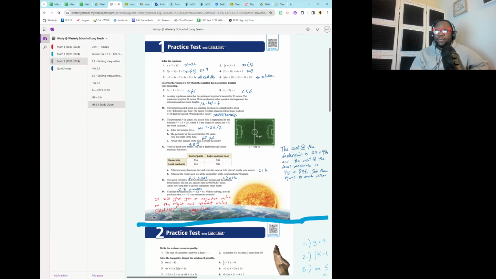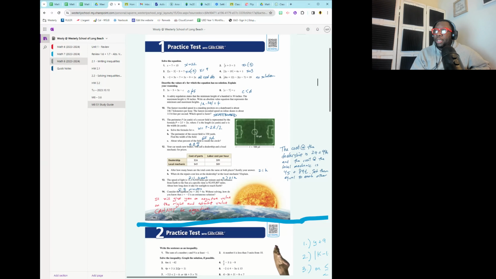For question number 5, it's going to be all real numbers. For question number 6, it would be no solution. Taking a look at question number 7 and 8, we're told to describe the values of c for which the equation has no solution. The only way that this would be no solution is if x is any number other than 5. If c is equal to 5, then this statement is true.